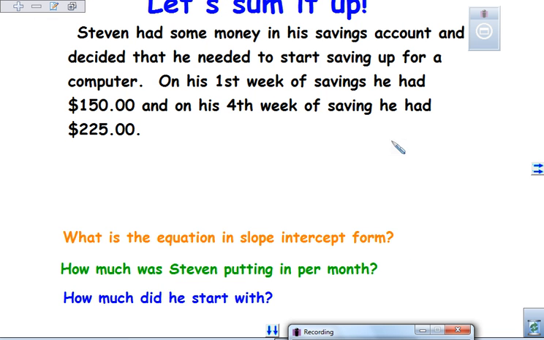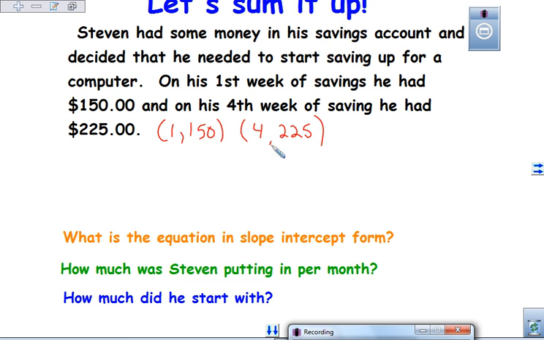Let's sum it up. Stephen had some money in a savings account and decided he needed to start saving up for a computer. On his first week of saving, he had $150. On his fourth week of saving, he had $225. So I come up with the coordinates (1, 150) and (4, 225). What is the equation in slope-intercept form?